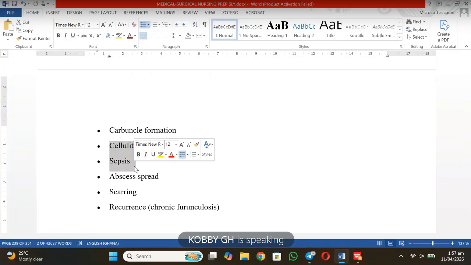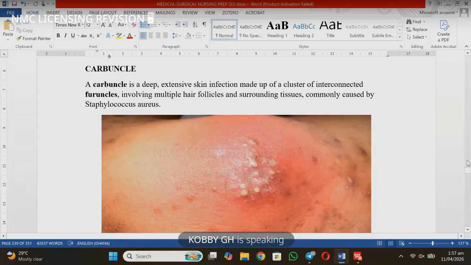If a patient has a carbuncle and is not managed properly, a common complication that can occur is cellulitis or sepsis. Okay, great. So that is what we mean by a furuncle and a carbuncle. So you see, this is the carbuncle.